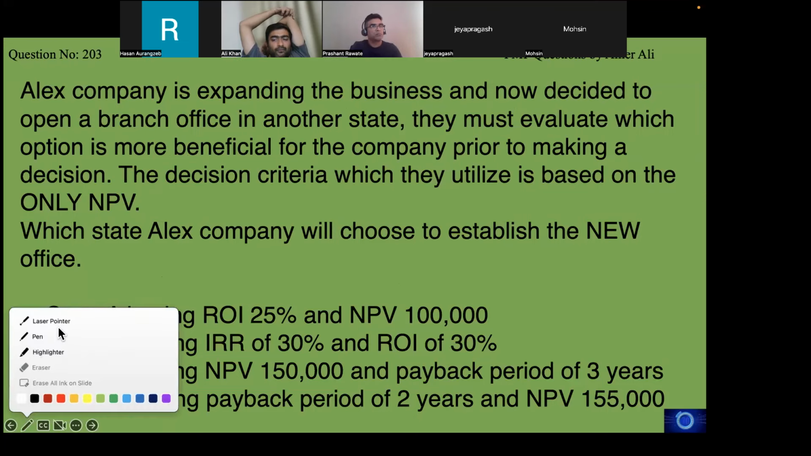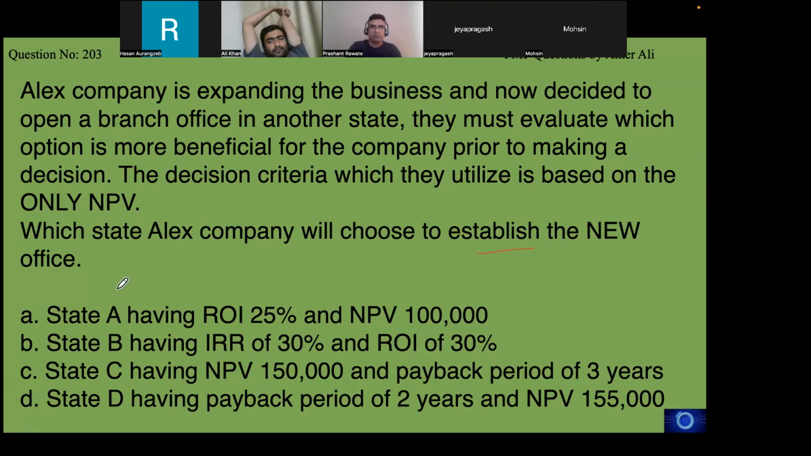Which state will Alice's company choose to establish the new office? Alice's company is expanding the business and has decided to open a branch office in another state. They must evaluate which option is more beneficial for the company prior to making a decision. The decision criterion is NPV. NPV is basically cash inflow minus cash outflow. If it is more positive, we consider it more. The one that has more NPV, we consider it. State A has an ROI of 25% and 100,000 of NPV.